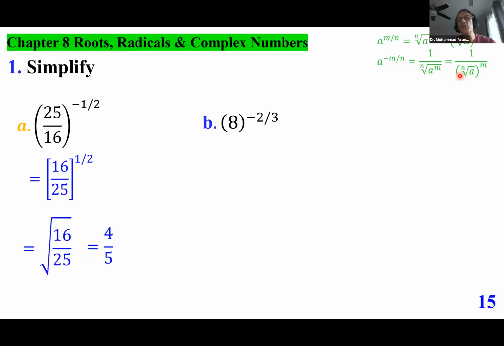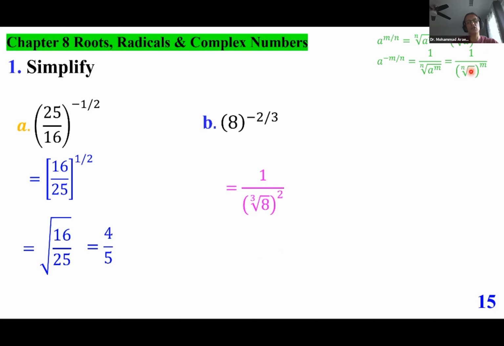So let's take a look at what we have here. a to the power of m over n is the nth root of a to the power of m. In other words, the denominator is the index and the numerator is the exponent, and you can write it either way. If it's negative, it goes down. So with that being the case, we are going to write it with this format.